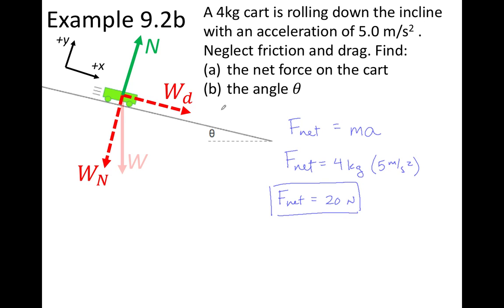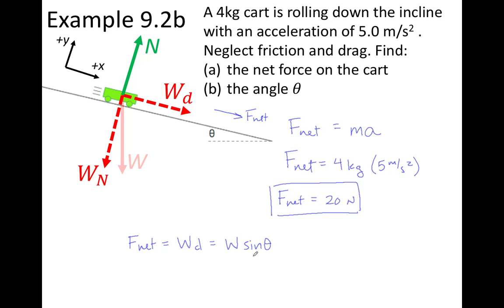And we should note that the net force, rather, is down the incline. That's the direction of the acceleration, so that's the direction of the net force. The downhill component of the weight is the only force acting in that direction. Therefore, the net force is equal to the downhill component of the weight. Well, the downhill component of the weight is just the weight times the sine of theta.